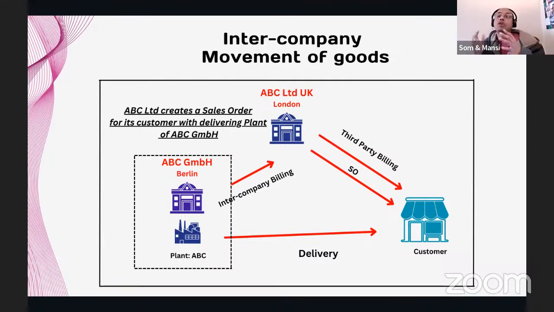SAP allows you to use another plant which is owned by and linked to another sales organization, so that can be used for these third party sales. And on the back of it, there is an intercompany billing. Hope it makes sense to you and you understand how this happens. Now let's move on to another scenario.